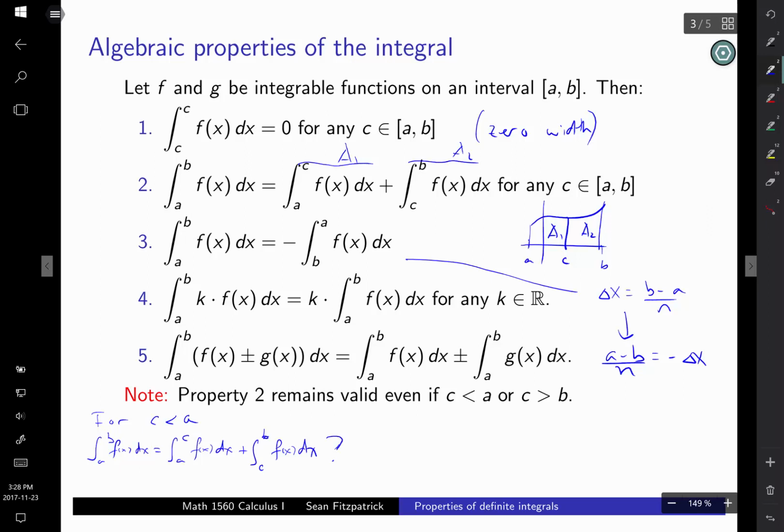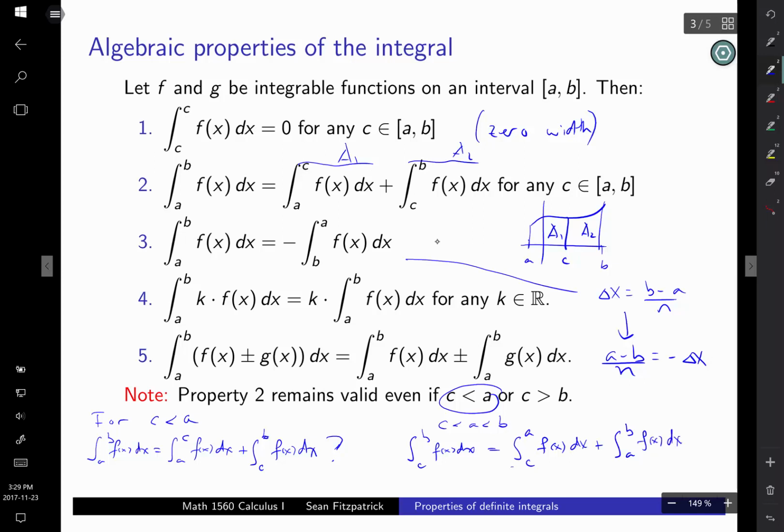So how do we see that it's true? Well, one thing we could say is, okay, if c is less than a, if we're in this case, then c is less than a is less than b. And so what we could say, using 2, is that the integral from c to b of f(x) dx is equal to the integral from c to a, because a is in between, plus the integral from a to b.